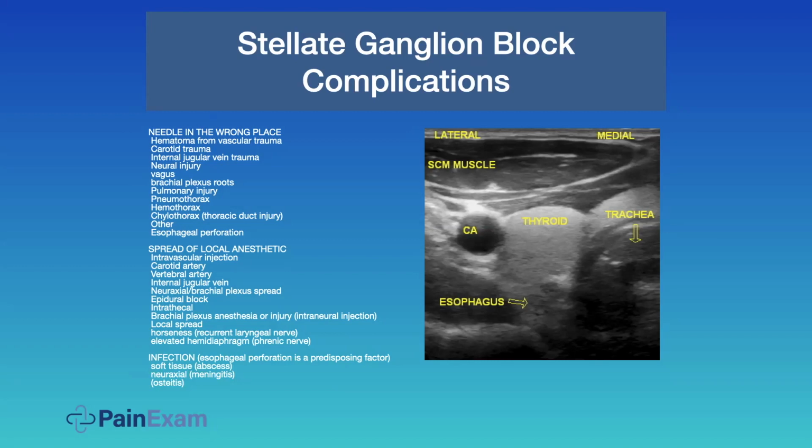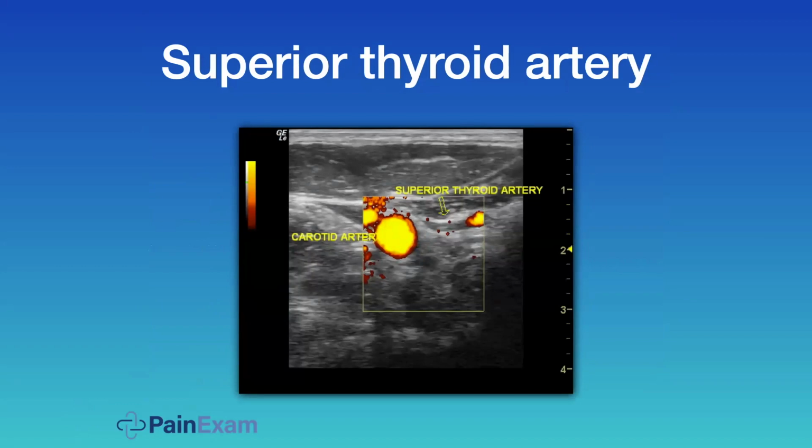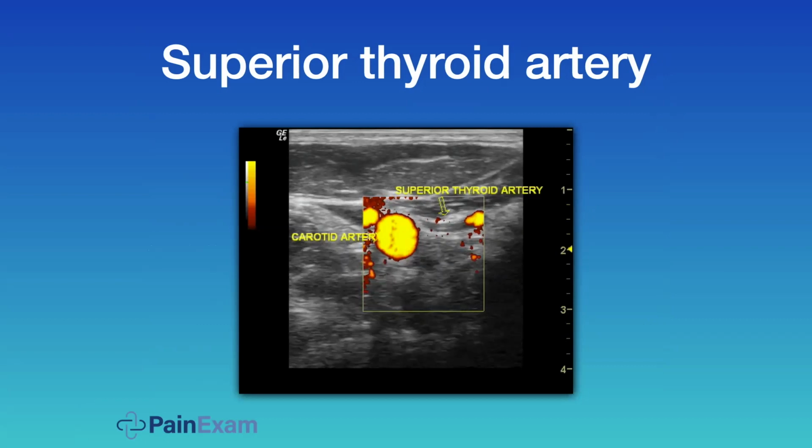You could get vagal nerve block, brachial plexus nerve injury or block, hemothorax, chylothorax, pneumothorax, esophageal perforations I mentioned, epidural block, intrathecal block if you're really off, carotid, vertebral arteries you can get. You could really create a big mess. And in the neck, everything is so close together that you really need to be careful and understand what you're doing. So when you scan in the neck and you scan the thyroid, you'll find that the carotid gives off a branch, one of the branches being the superior thyroid artery, which is a pretty large branch of pulsatile blood that you really don't want to get involved with in the neck.